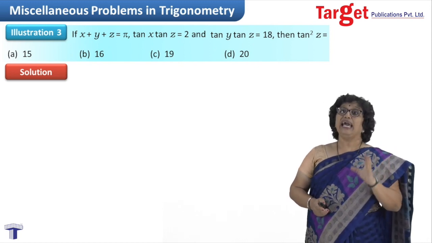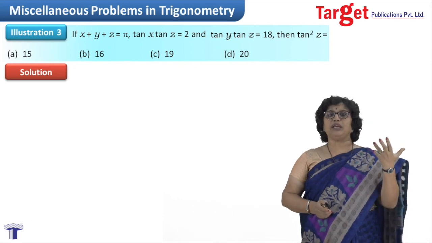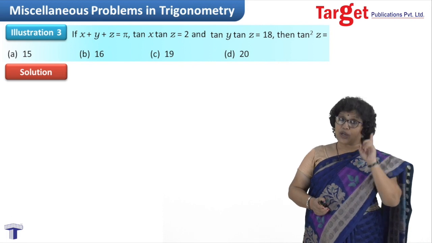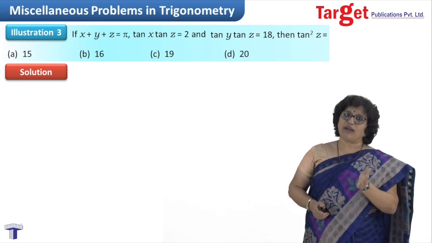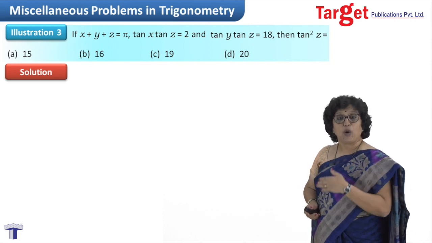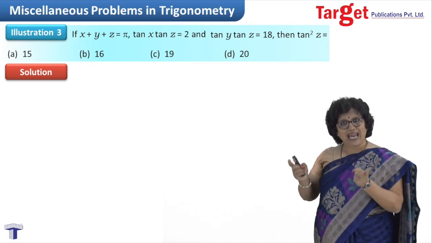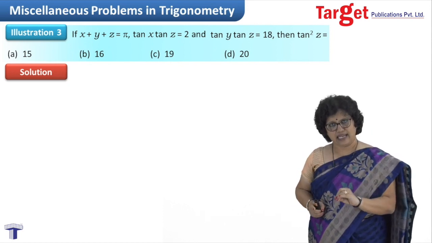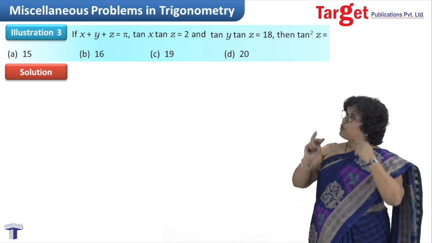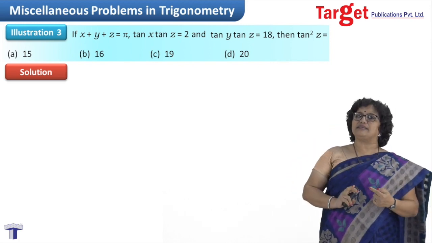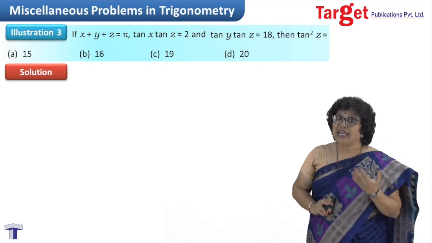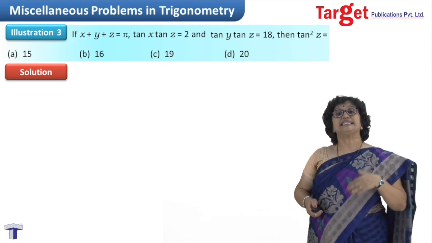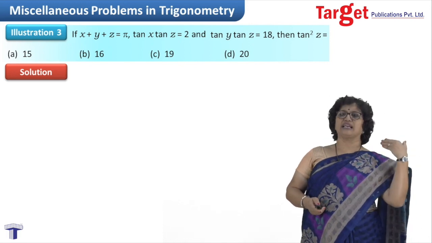x plus y plus z is pi, and that prompts us to recall the formula of tan of x plus y plus z. If you recall, it was of the form tan x plus tan y plus tan z minus tan x tan y tan z, upon 1 minus the sum of the products taken 2 quantities at a time, like tan x tan y plus tan y tan z plus tan z tan x. Now x plus y plus z equal to pi tells me that tan pi is 0, which means the numerator in the formula has to be 0. So tan x plus tan y plus tan z is tan x tan y tan z. Keep that in mind, and then I start with the problem.